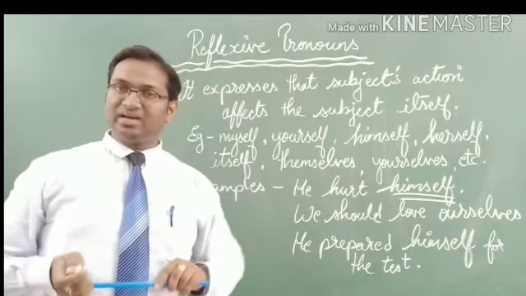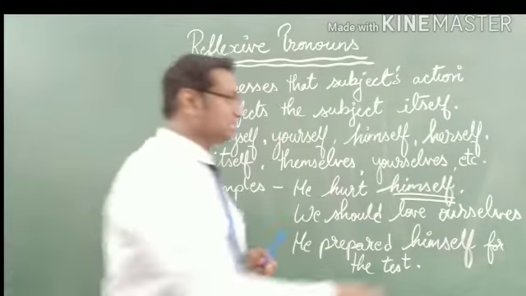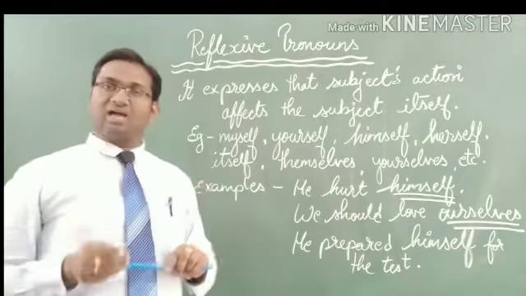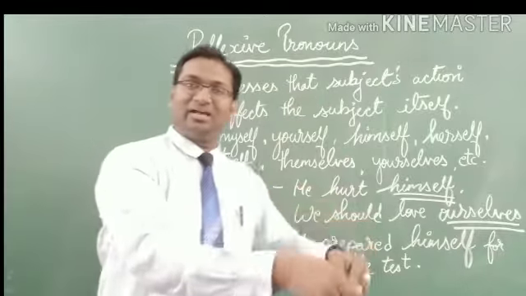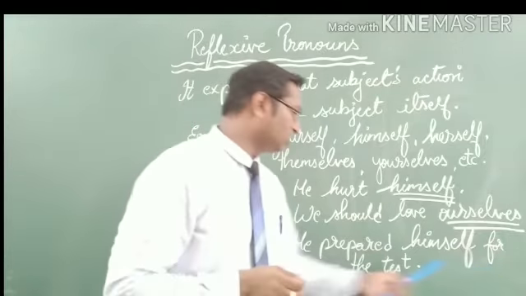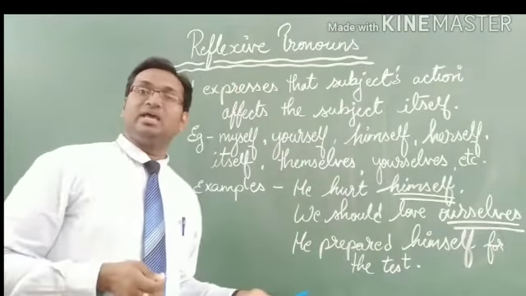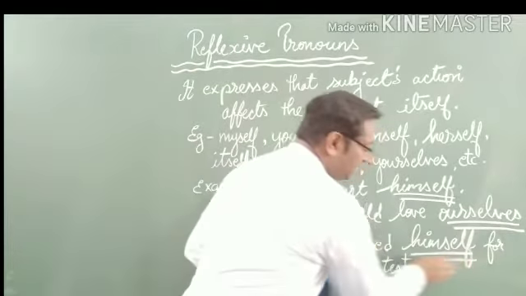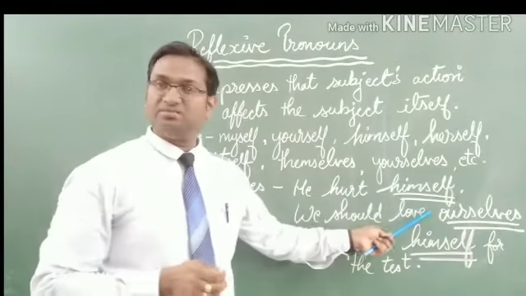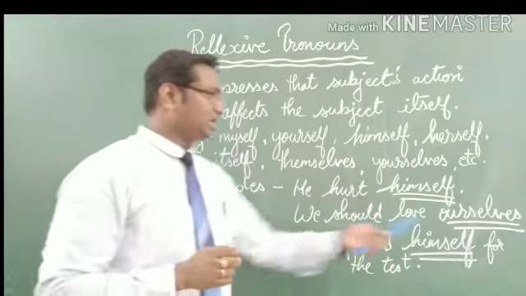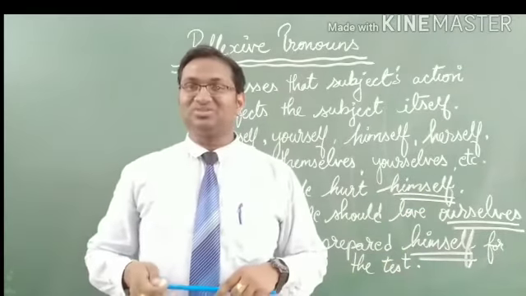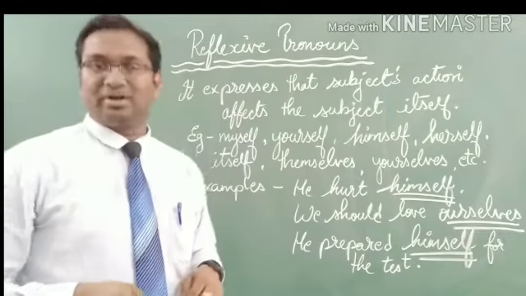Next, we should love ourselves. What are we doing? We are loving ourselves. So ourselves is our reflexive pronoun. We are loving ourselves. Action is not going anywhere. It is coming back only. Last, he prepared himself for the test. Who prepared? He, himself. So himself is your reflexive pronoun. Clear? So he, himself connected. We, ourselves connected. And he, himself connected. So these are called your reflexive pronouns.